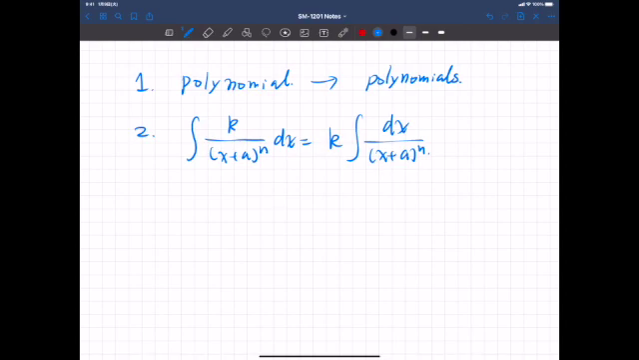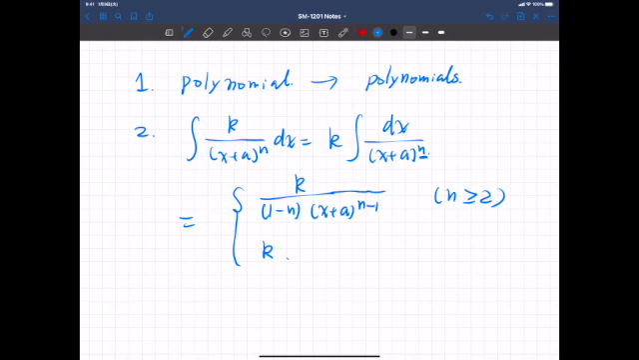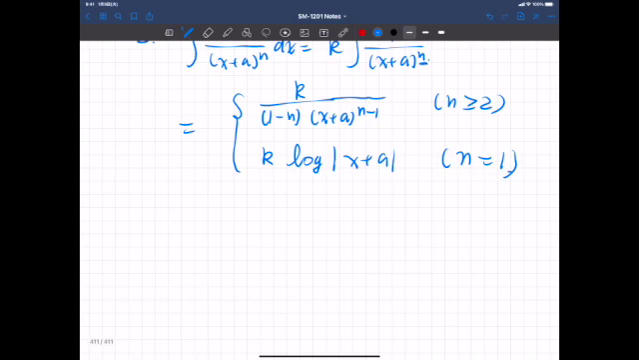So this becomes this. First of all, if n is greater than or equal to 2, we have k over 1 minus n times (x plus a) to the power of n minus 1. So that's when n is greater than or equal to 2. Otherwise, it will be log of the modulus of x plus a. Okay. So that's it. By the way, don't forget this modulus symbol, because logarithm is not defined for negative arguments, so it must be positive. To ensure that, we need the modulus.